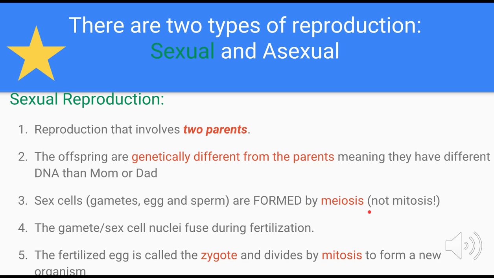So any other cell division that we talk about, or differentiation, healing, disease, anything like that, they're all going to be mitosis, because meiosis only happens when you're forming your sex cells. The gametes, the sex cells, will fuse during fertilization, and the fertilized egg is called the zygote, which you guys all know, and it divides by mitosis to form new cells, and then a new organism.